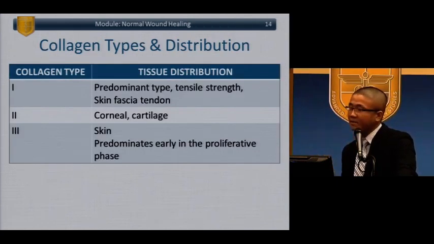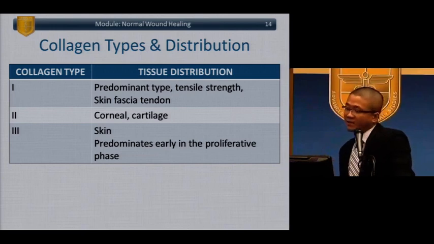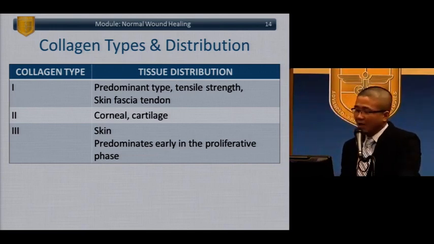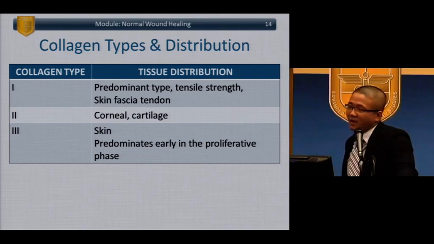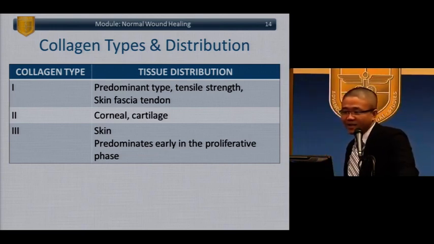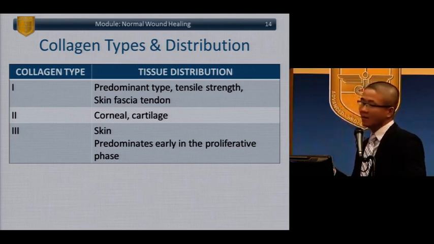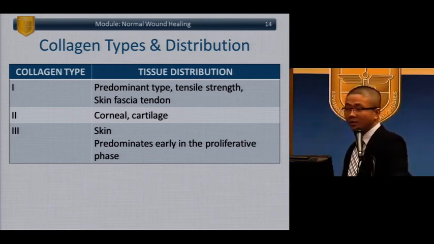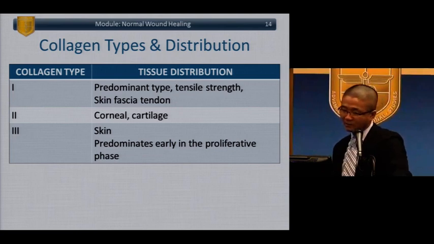Okay, collagen types. If you were lucky enough to have a simple question posed to you, which I don't think is likely because it's mostly clinical scenarios, but if the simple question just came out, what is the predominant collagen type in our body? You would say collagen type 1, right? But if the question was a little bit more specific and said, what is the predominant collagen type in the proliferative phase of the wound healing process, that would not be type 1 collagen. In fact, it would be type 3, the immature collagen. All right, type 3 is predominant during the proliferative phase.